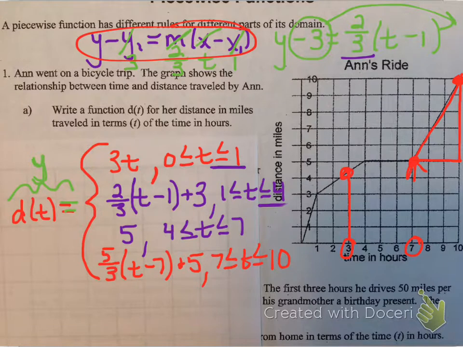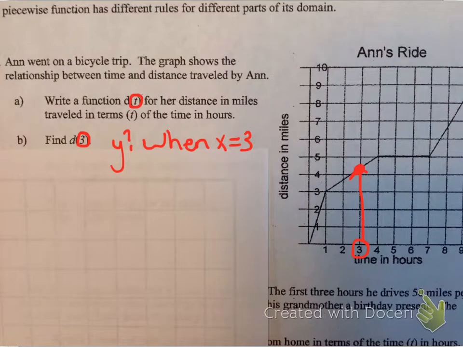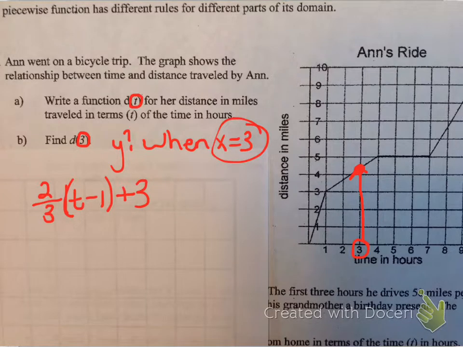of the graph, which means I'm going to be in the second piece of the equation. And so time equals 3 falls into this interval right here, in between 1 and 4, and that's telling me to take that x value, that t value, and plug it into this equation right there. And so that's what we're going to do. We're going to do the 2/3 (t minus 1), that is parentheses by the way, plus 3. And that's the piece of the equation. We're going to take this t value and plug it into the equation.